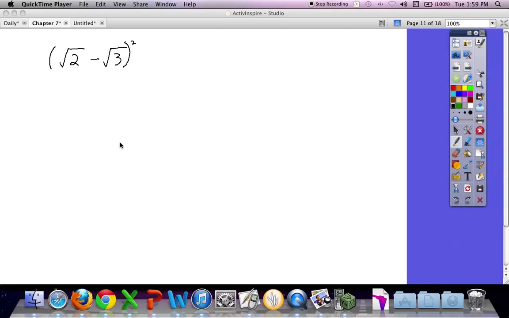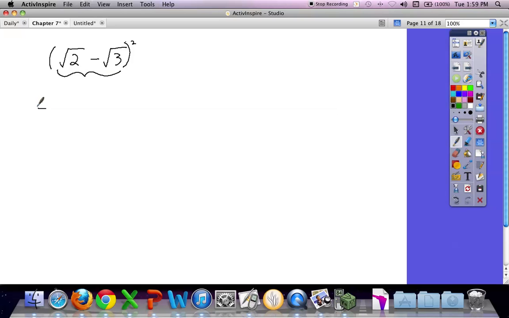Okay, this is an example of multiplying binomial radical expressions. It is the check understanding from example 4 on page 375. This is an example of a binomial radical expression. It's binomial because it's two terms, and it's radical because each term has a radical in it. Actually, only one radical would have been enough to call it a binomial radical expression.